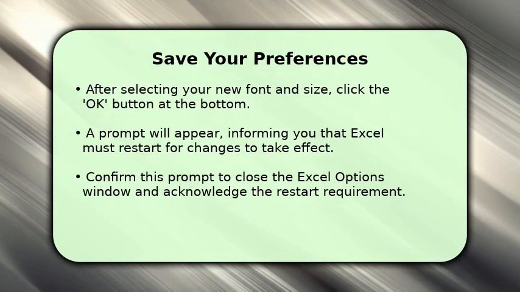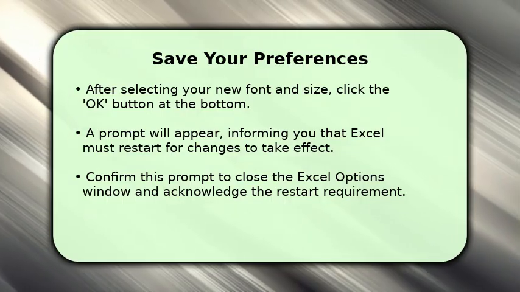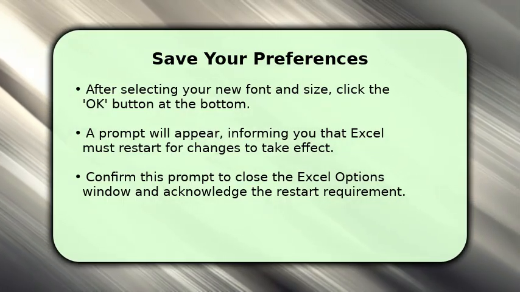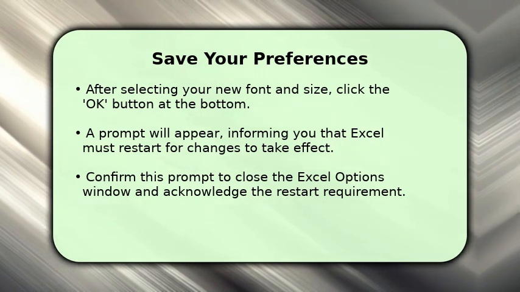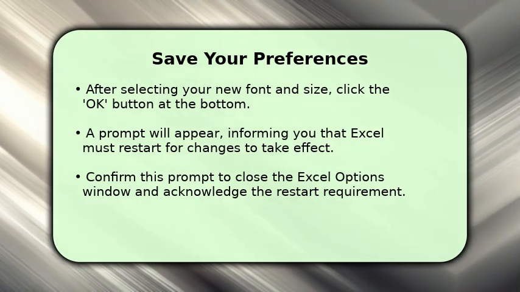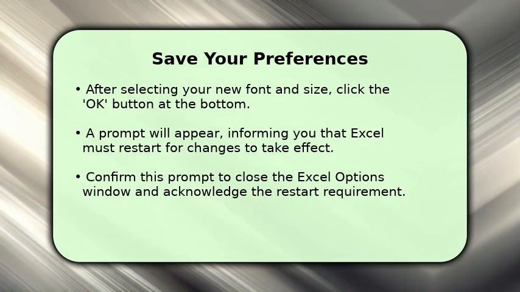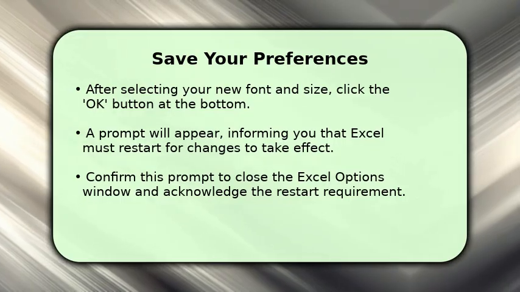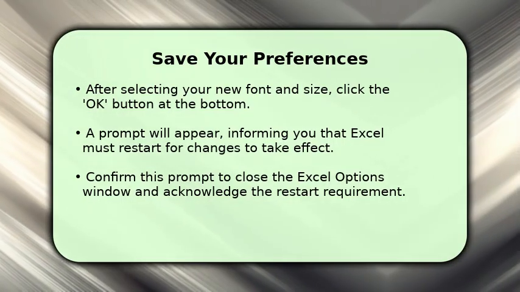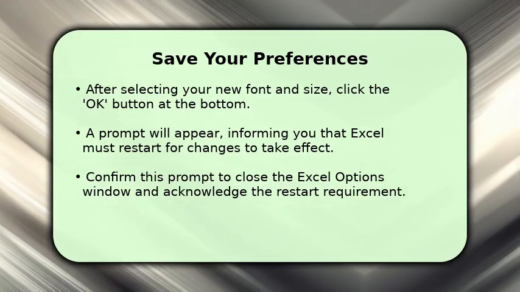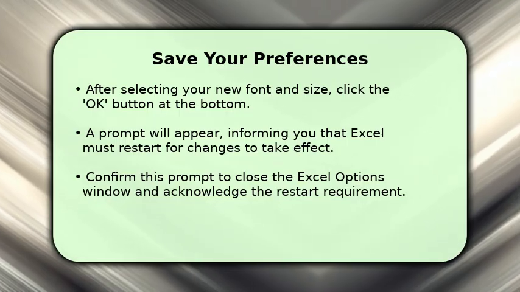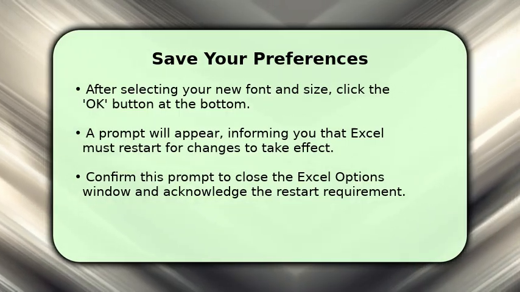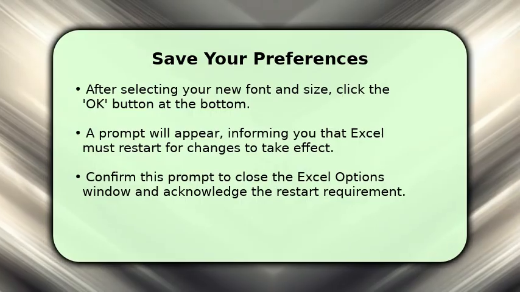Once you have chosen your desired font style and size, it is time to save your preferences. Simply click the OK button located at the bottom of the Excel Options dialog box. You will then see a prompt informing you that Microsoft Excel needs to be closed and reopened for these changes to fully take effect. Confirm this message to close the Options window. Remember, these adjustments will only apply to new workbooks, leaving your existing files untouched.